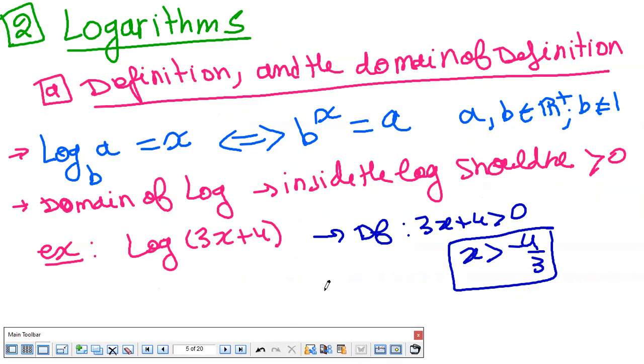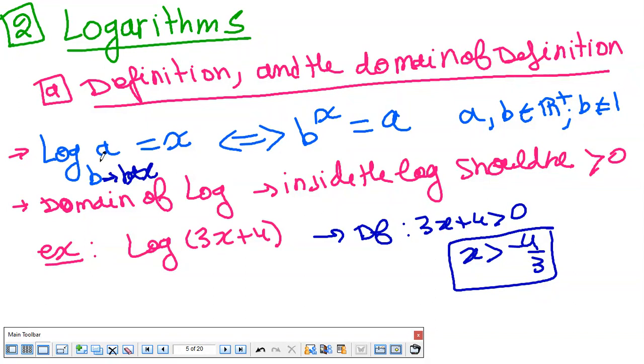Now let's move to part 2 in this lesson. It's the logarithm. It's also very simple and very easy. Part A, it's the definition and the domain of definition of the logarithm function. What does it mean, logarithm? It's a new notation. If you see this notation, how do we read it? First, we read it log base b of a. This is the base. So log base b of a is equal to x.